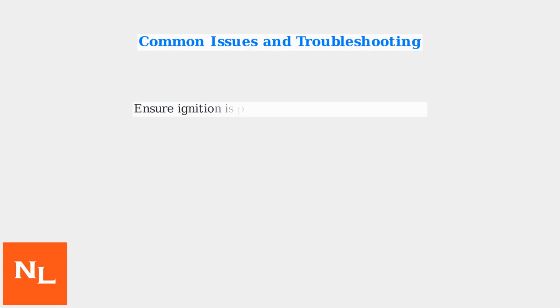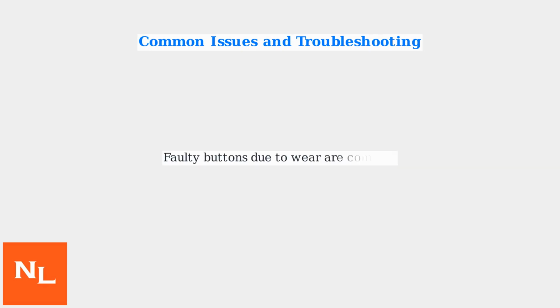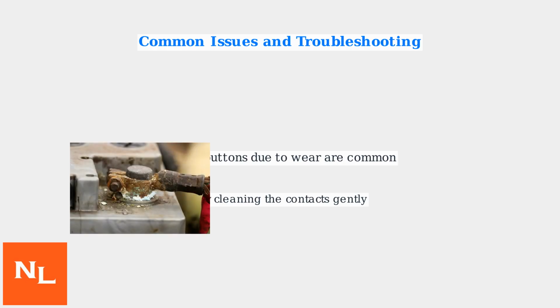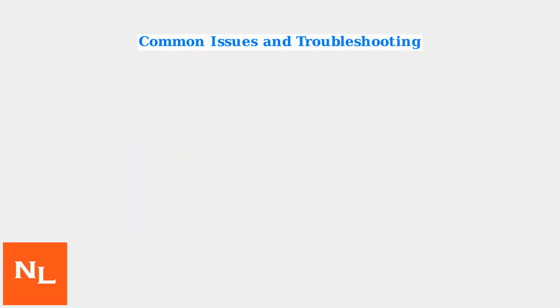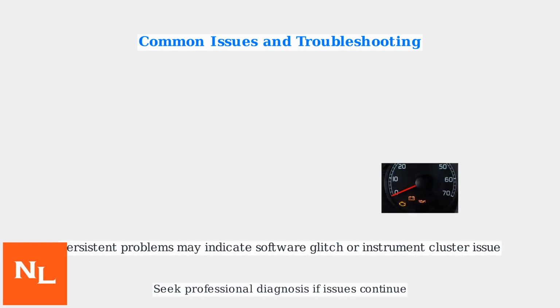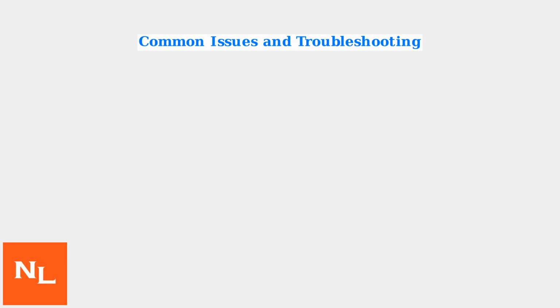Common issues when resetting trip info include ignition not being properly on or the car not being stationary. Faulty buttons due to wear are a frequent problem. Clean the contacts gently with a soft cloth to remove dirt. If problems persist, it may be a software glitch or instrument cluster fault. Consult a professional for diagnosis.